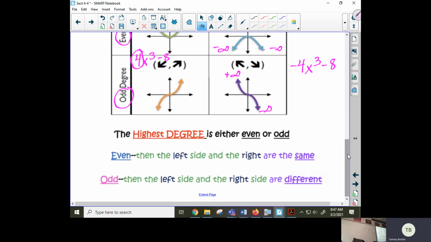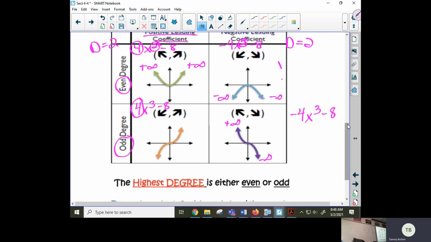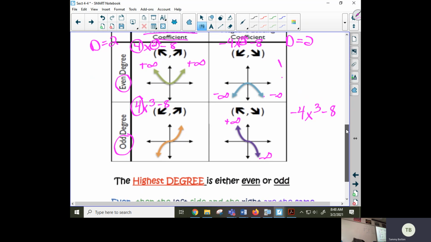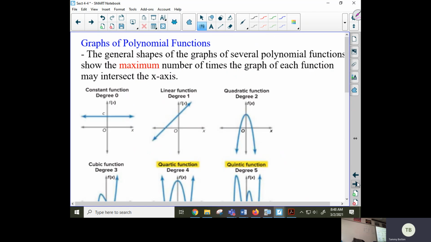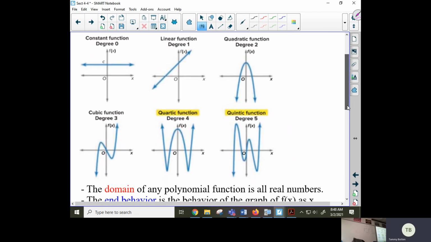So your highest degree obviously is either even or odd. Do you have these on there? Okay. If it's even, your left side and your right side are the same. We saw that here. Go up a little bit. Even, we saw that left and right are doing the same. If it's odd, and I talked about this, the right side and the left side do the opposite. Is that okay? Do you guys get that? Everybody get that? So this next page kind of just talks about those same things.